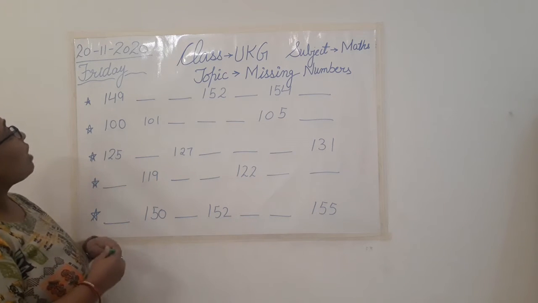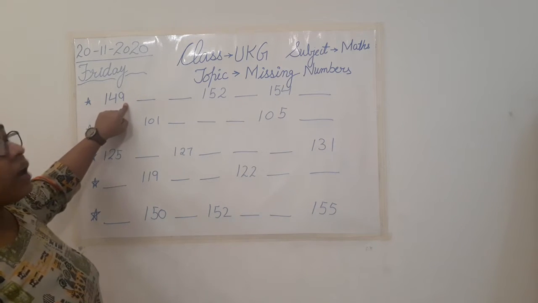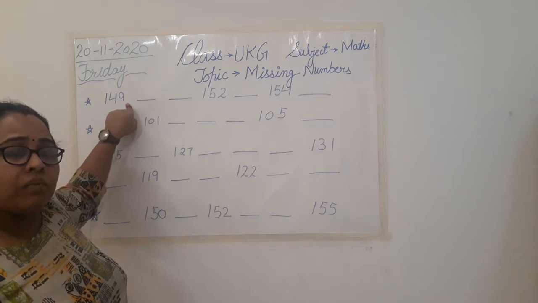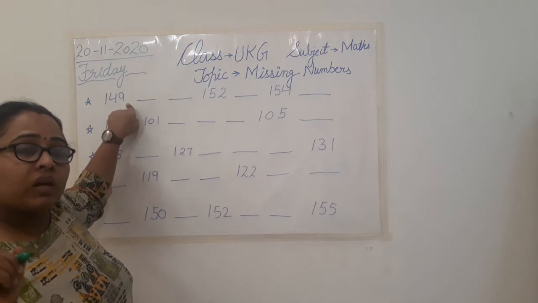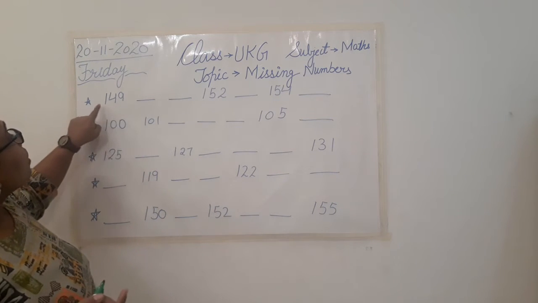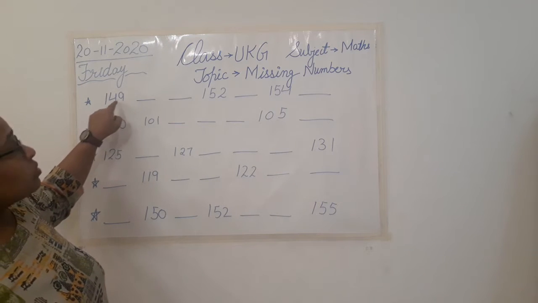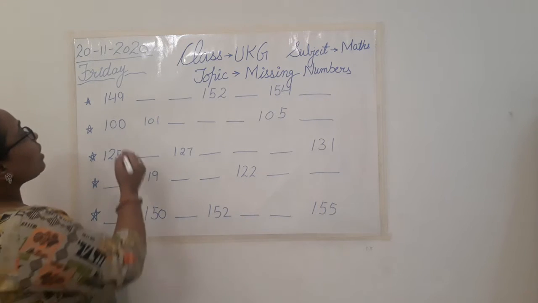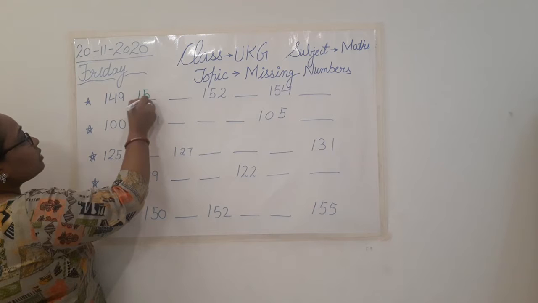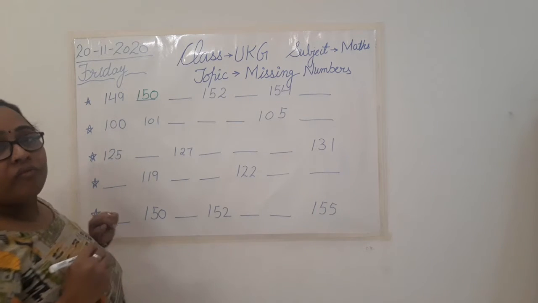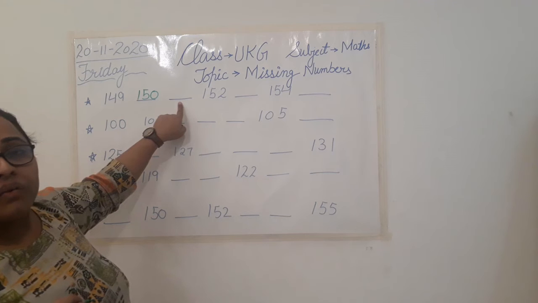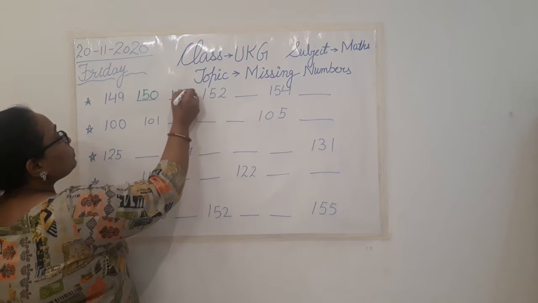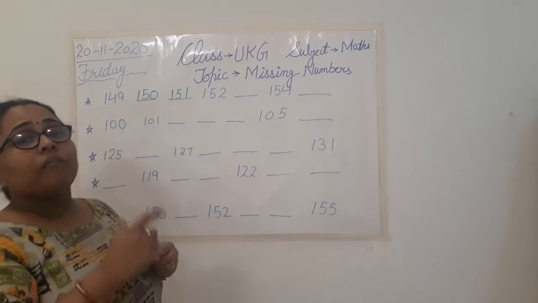So the first number we have here is 149. अब 149 तो कोई नहीं बोलता. I told you how you have to pronounce the number. या 149 बोलते हैं आप. So the correct way of speaking the number is 149. So what is the next number that comes after 149? It comes 150. So we are going to write that 150. What comes after 150? 151.